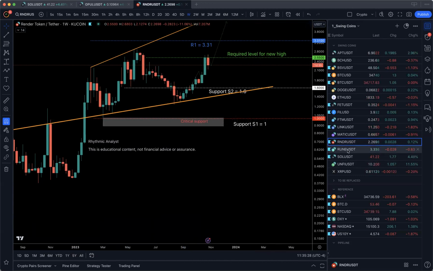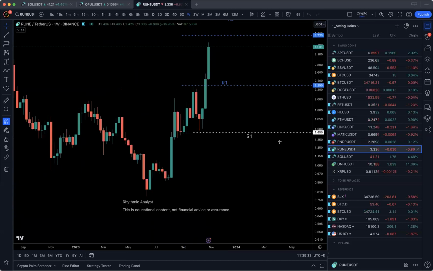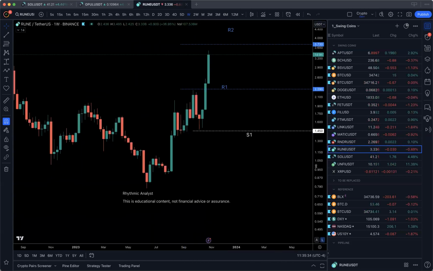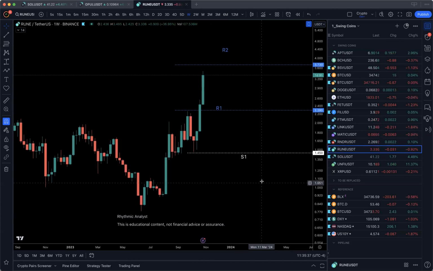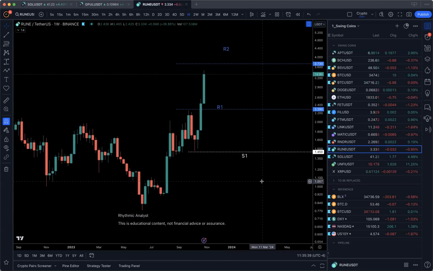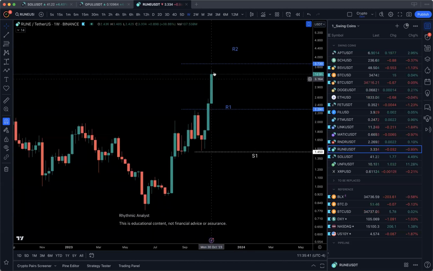This is good. One of the strongest ones. Rune is also amazing. Look at this. Look at this. Star. This is the strongest point. Look at this progress. What a pump.